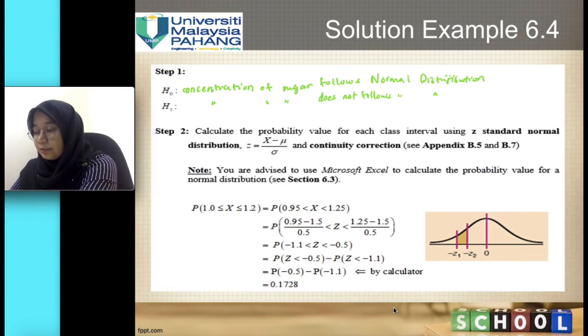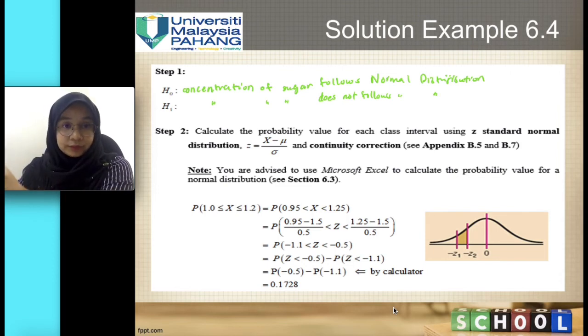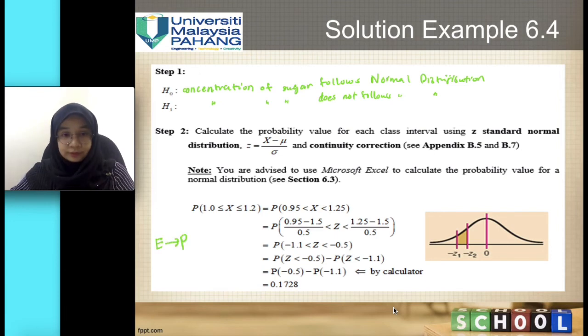So, step number 2, you want to find the chi-square test. In order for you to find the chi-square test, you need the E. For you to get the E, you need the P. Don't worry, P will be given. Why do we give P to you? Because it's very tedious for you. You have to recall your normal probability knowledge to get the P. So for this course, we will give the P to you.